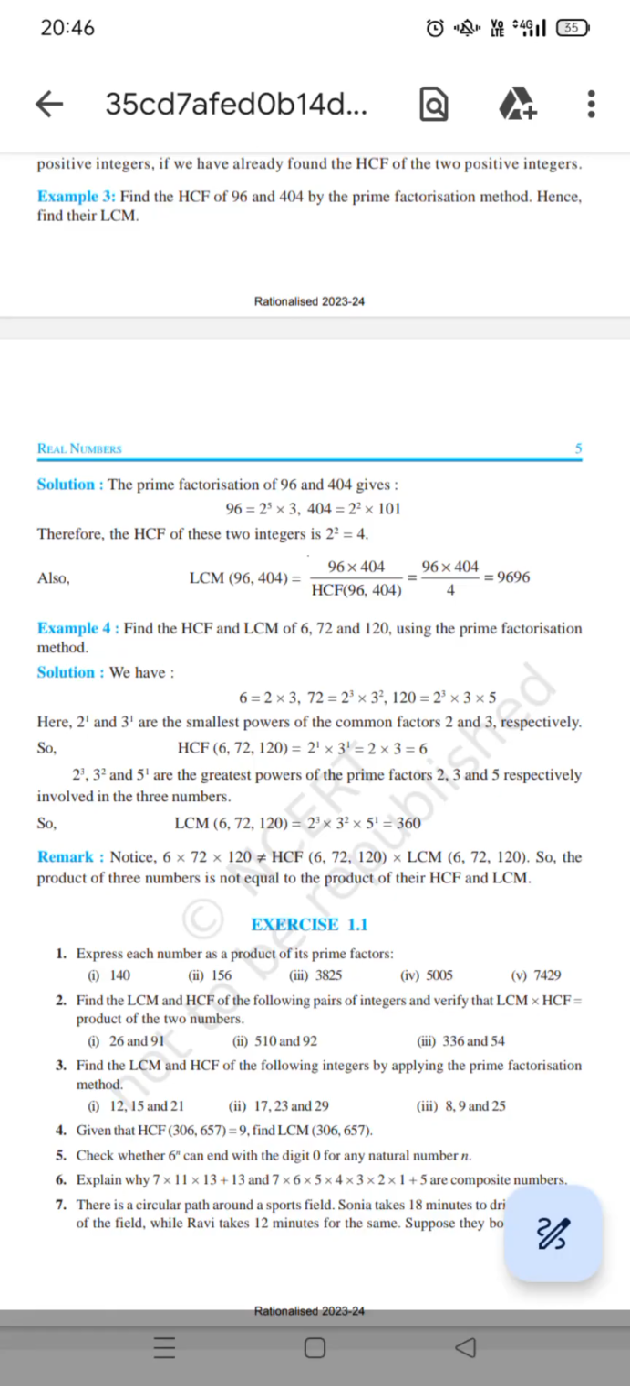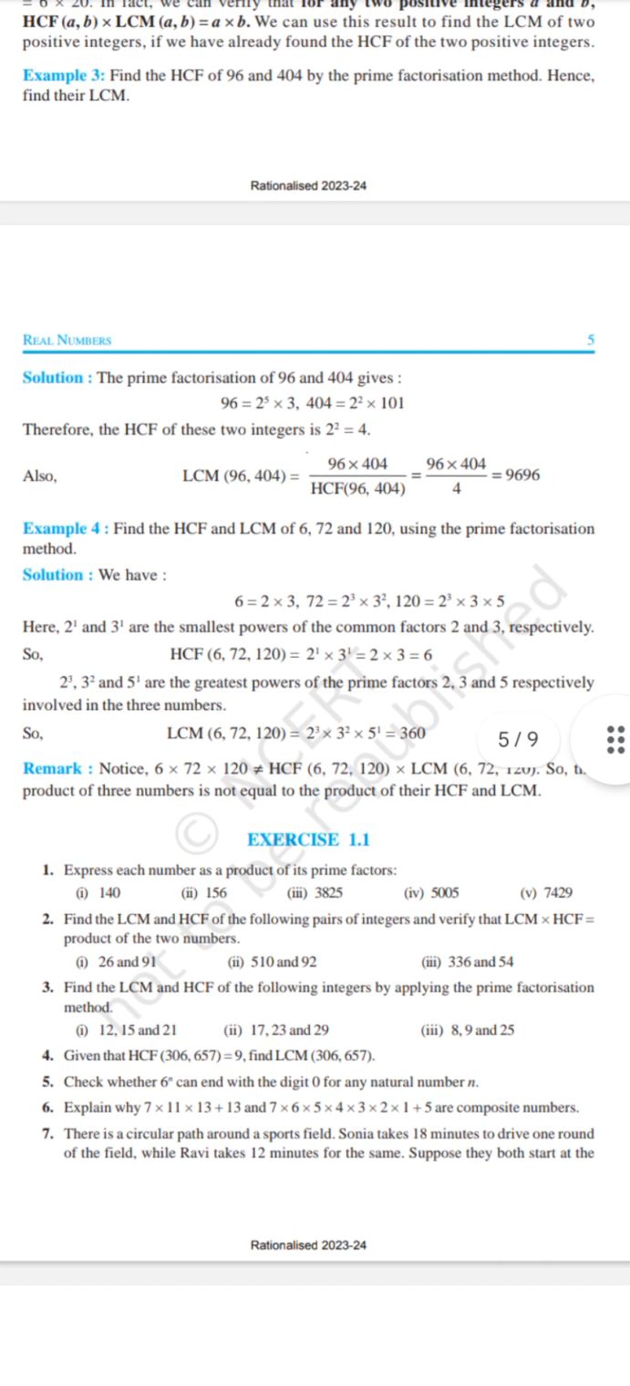Good evening all. Today I'm going to work out exercise 1.1. First question is: express each number as a product of its prime factors. First part is 140. So I'm working on my whiteboard.